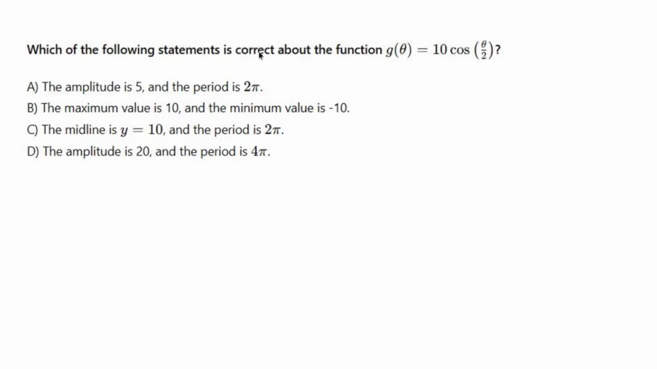Which of the following statements is correct about the function g of theta equals 10 cosine theta over 2? I want to compare this to A cosine B theta. I'm not worried about shifting left, right, up or down, so I'm not worried about adding or subtracting anything outside or inside. This is what I'm dealing with. I also want to rewrite this to make it match up like that: 10 cosine B, which is going to be 1/2 theta.